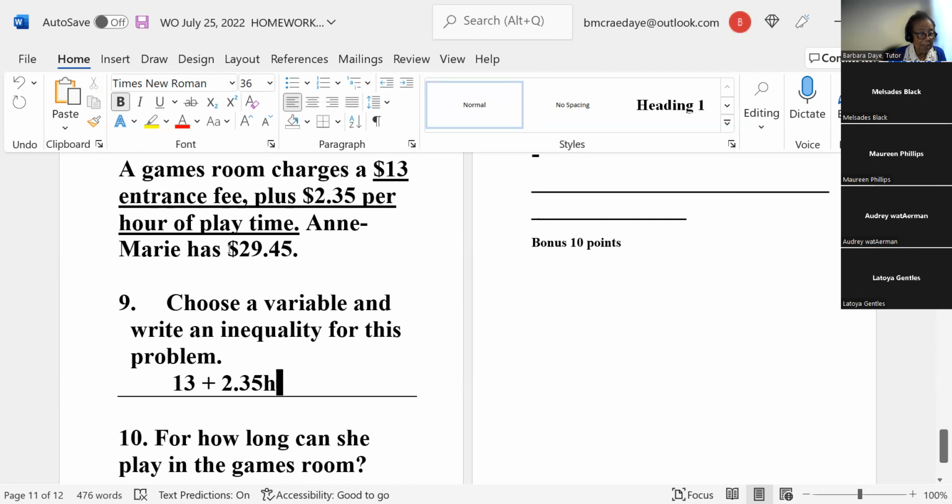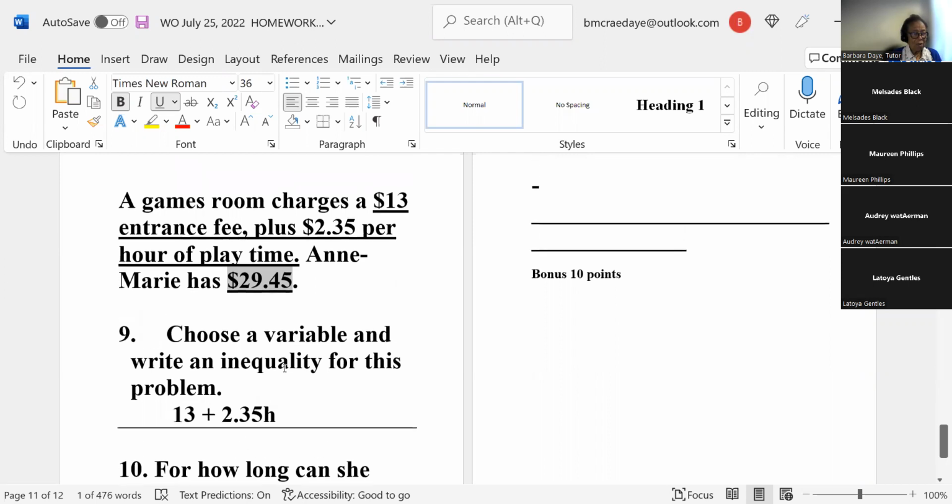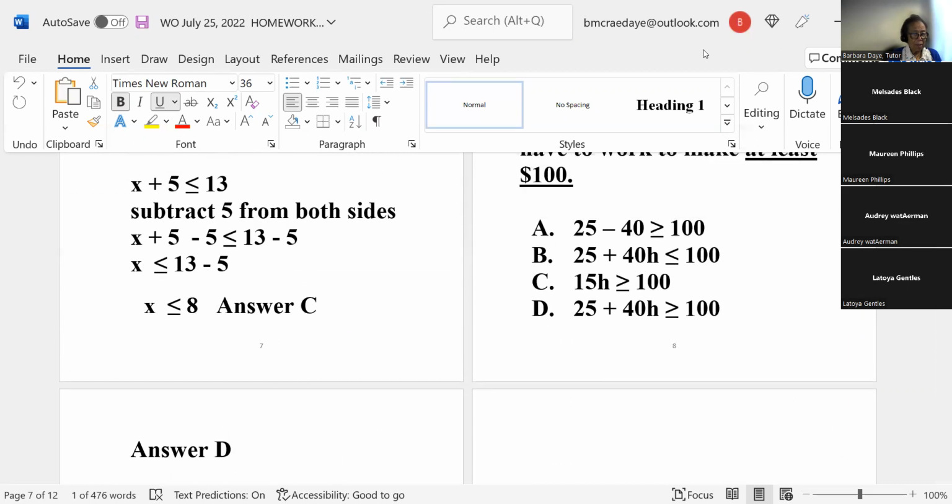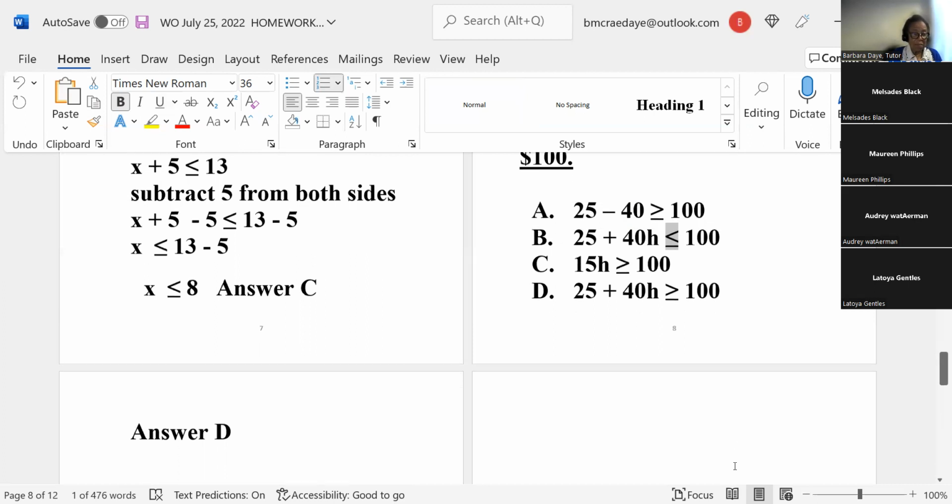Now, if Anne Marie has $29.45, right? So where would I put my $29.45 and what would be my inequality symbol? She's limited to what she can play by the amount of money she has. So what goes here as my inequality sign, Audrey? What do I put here? Less than 29.45? No. I don't know how we do that. Well, she can't spend more than what? Let me grab a symbol here. She can't spend more than what she has, right?